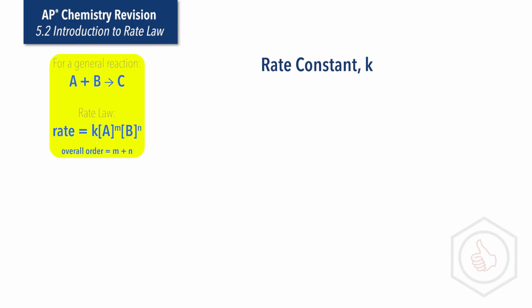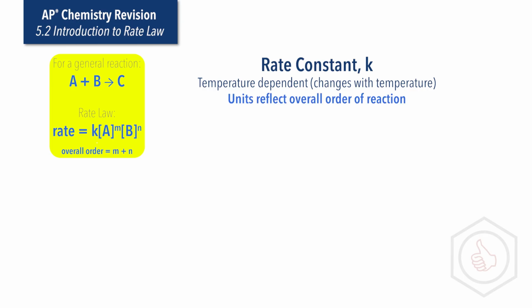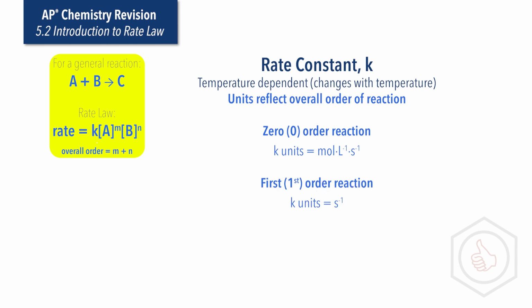The rate constant k is a proportionality constant in the rate law. The value of this constant is temperature dependent, and the units reflect the overall reaction order. For example, the units for k for a zero order reaction overall could be mole per litre per second. For first order, second to the minus 1. For second order, litres per mole per second.